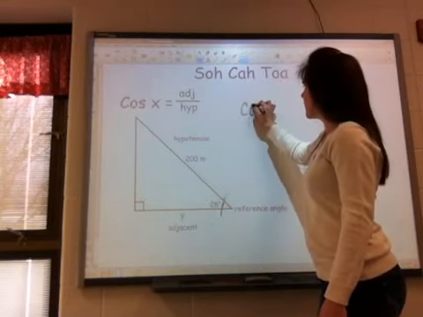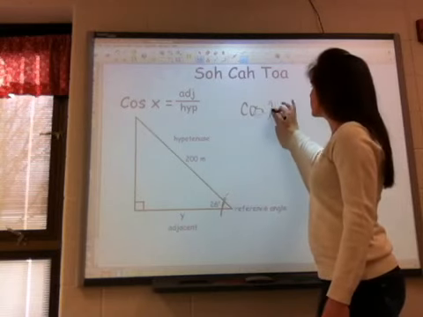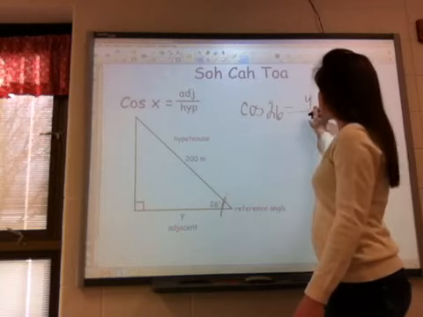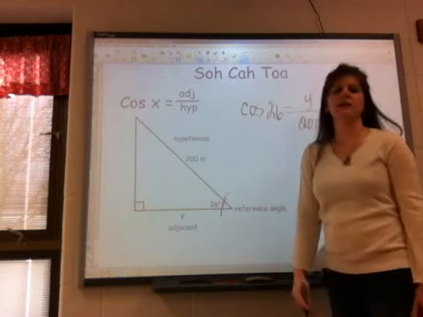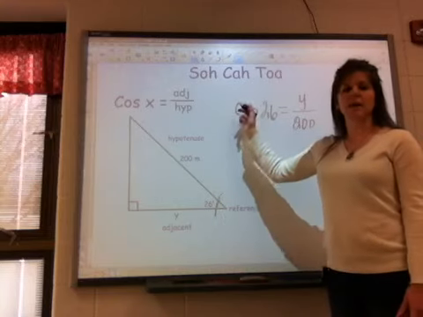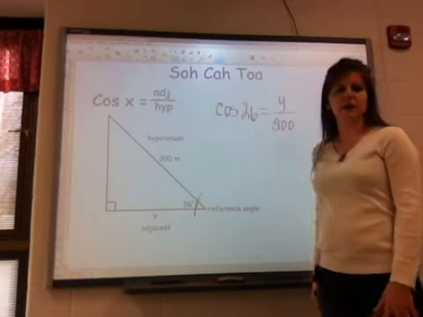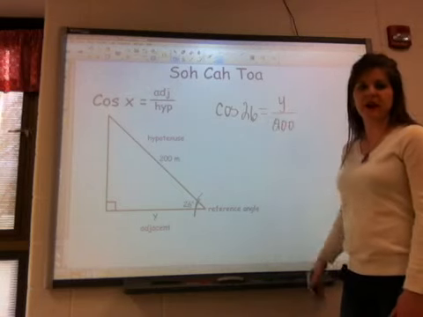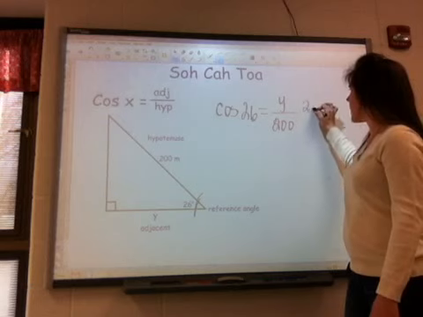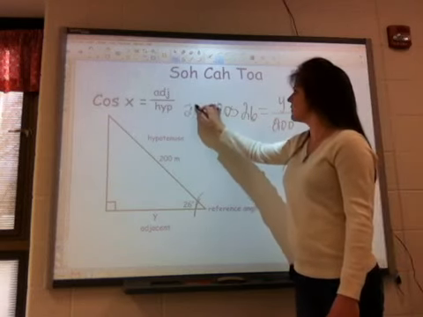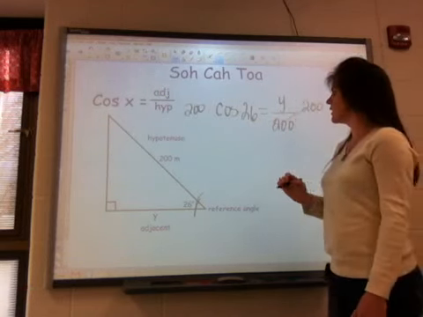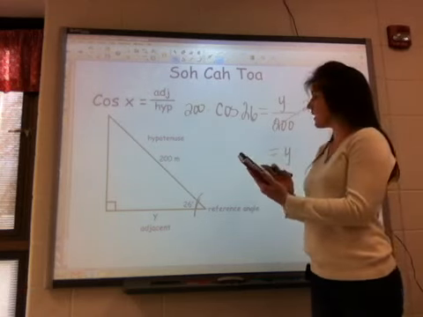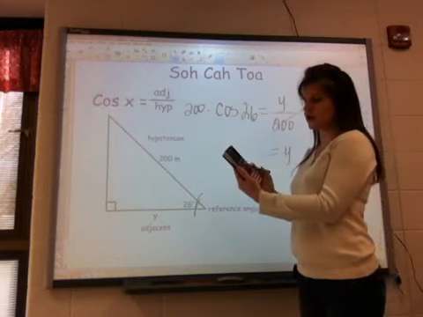So let's set it up. Cosine of the angle measure, which is 26, equals the adjacent, y, over the hypotenuse, which is 200. Same thing as the previous problem. This is just a number. So I have some number equals y divided by 200. To get y by itself, I've got to get rid of this 200 that's being divided from y. So I'm going to multiply both sides by 200. This cancels. So I'm left with y equals 200 times cosine of 26, just typing it in the calculator once again.